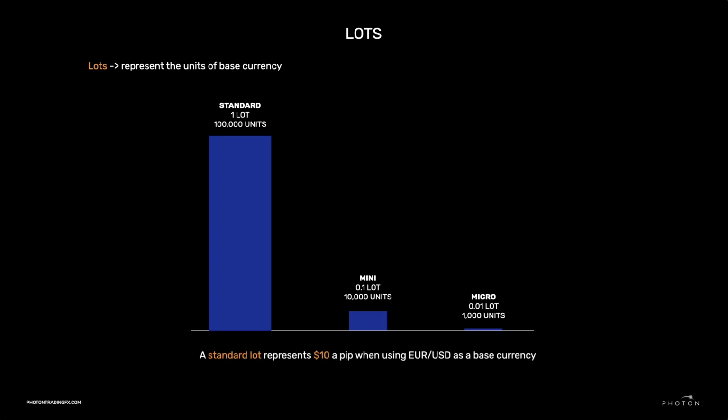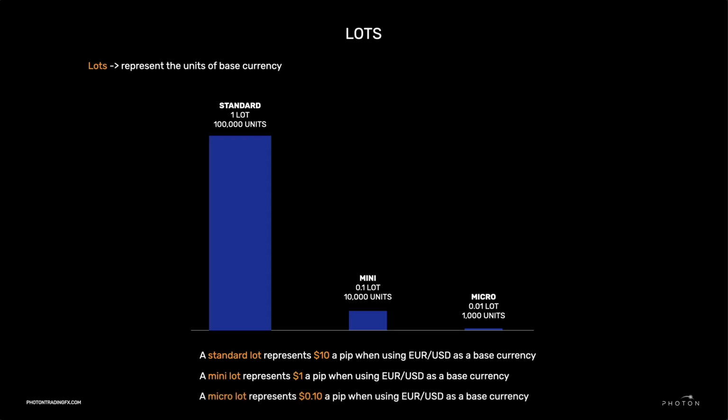Now, a standard lot represents $10 a pip when using euro dollar as your base currency. So if you entered a euro dollar position with a one lot position size, what this means is that for every pip that it moves in your favor, you will make $10. But then for every pip that it moves against you, you will lose $10. A mini lot represents $1 a pip when using euro dollar as your currency, and then a micro lot will just represent 10 cents a pip.